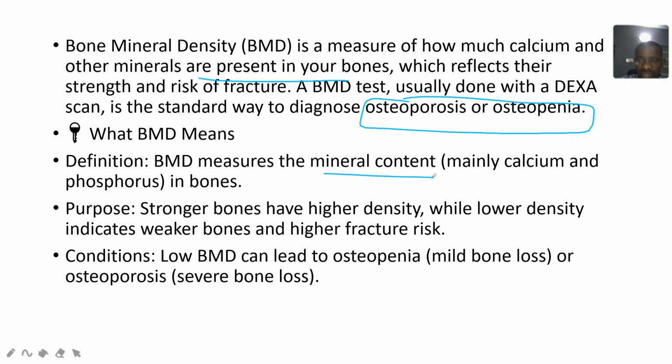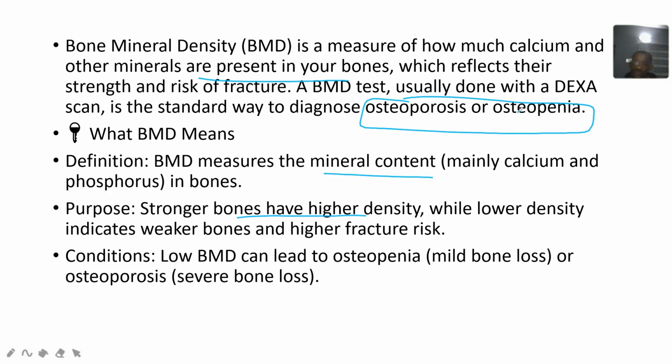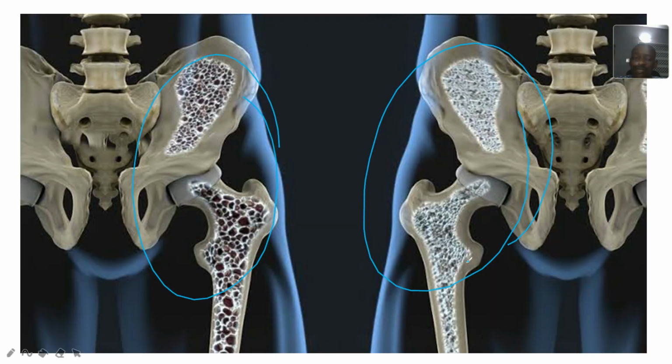So it measures the mineral content, mainly calcium and phosphorus, in bones. Stronger bones will have a higher density. Weaker bones will have a lower density. This is a weak bone, of course. This is a normal, stronger bone. So low levels indicate osteopenia or osteoporosis.